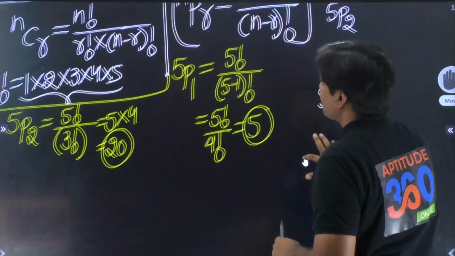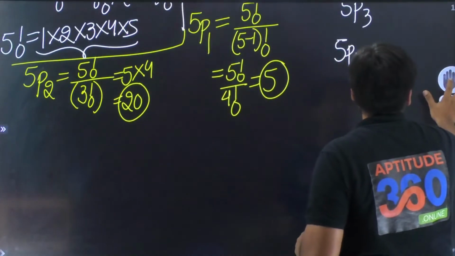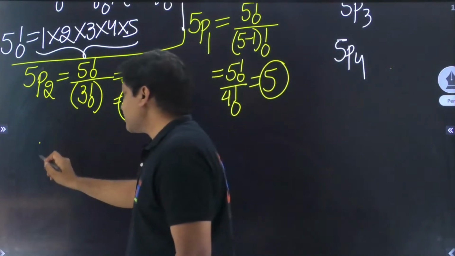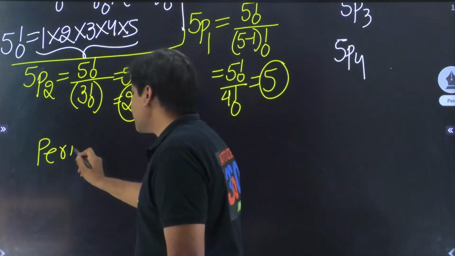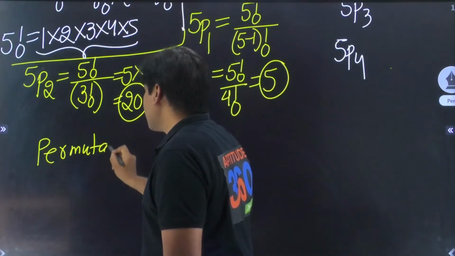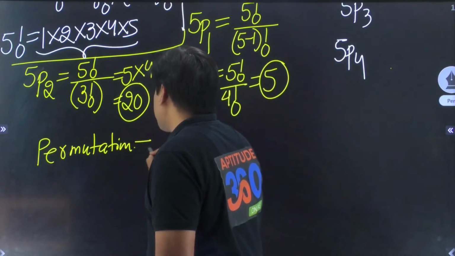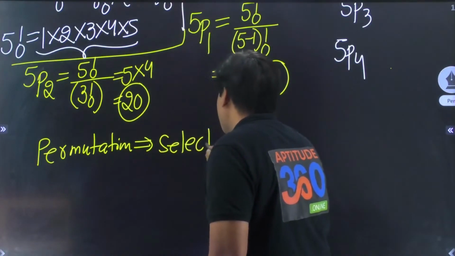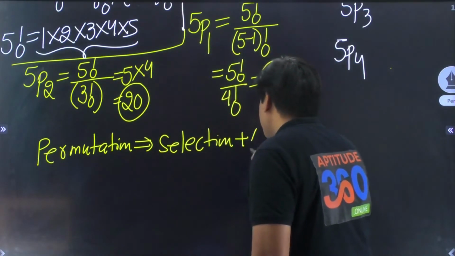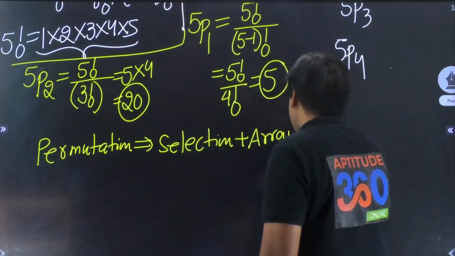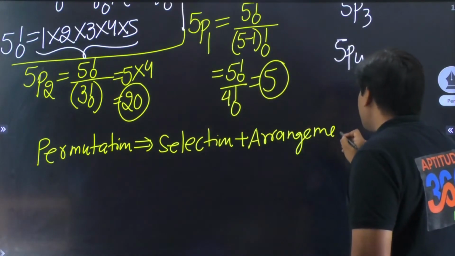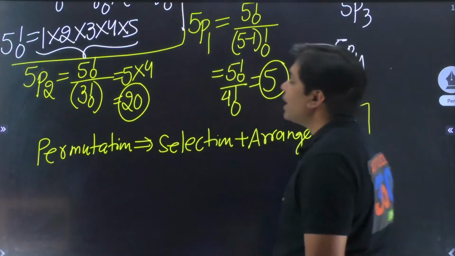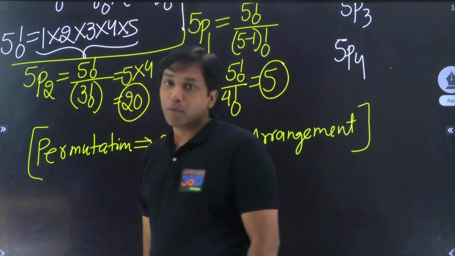What did I say? The keyword out here for permutation is selection and arrangement both. It may be a little thick, it may take you 10-15 minutes to understand completely as to what this is all about.